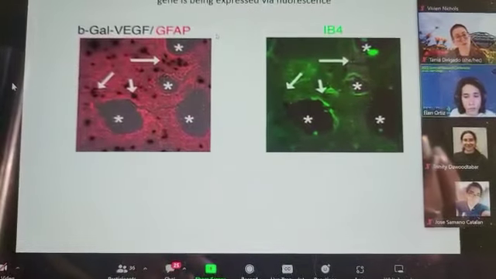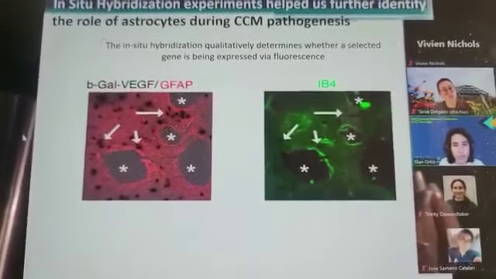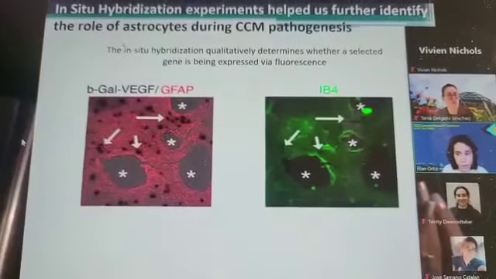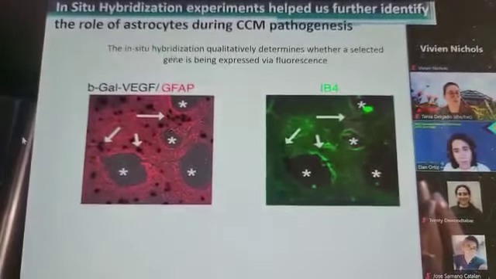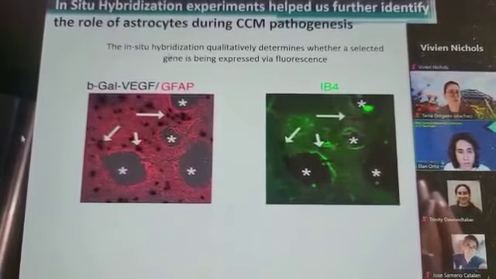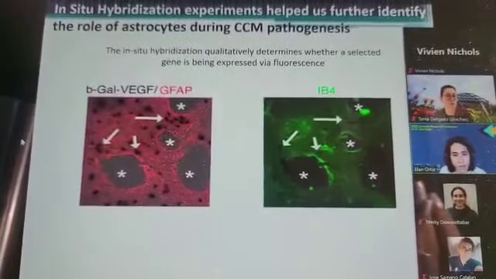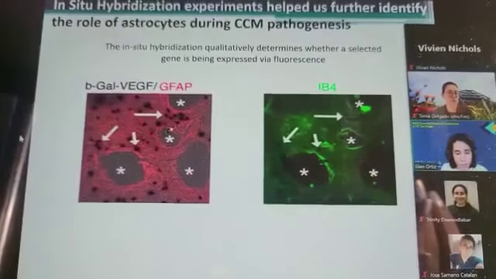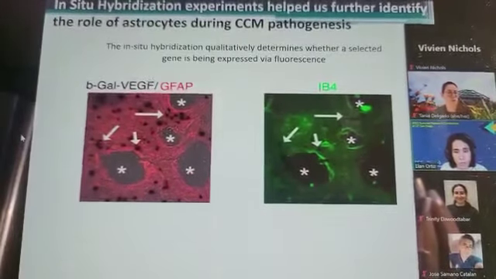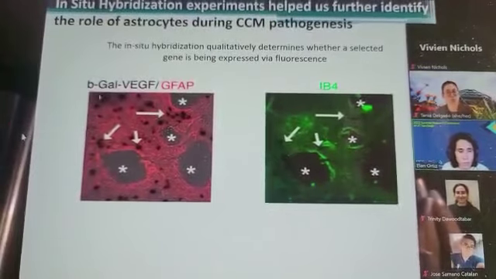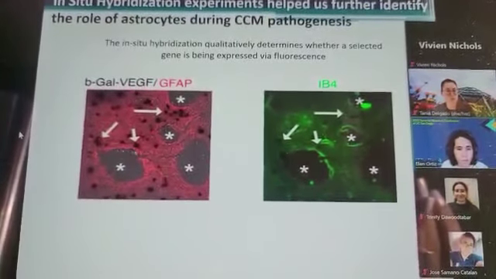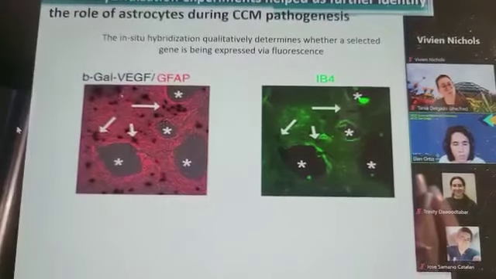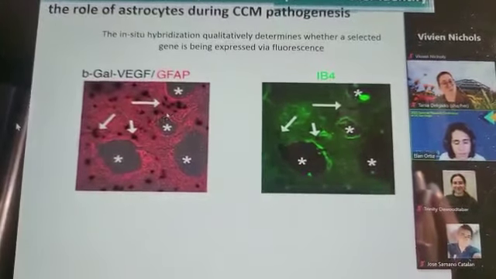And for the majority of my time at the lab, I spent it working on the in situ hybridization experiment to identify the role of astrocytes during CCM pathogenesis. In situ hybridization is an experiment that qualitatively determines whether a select gene is being expressed via fluorescence. Currently, we're optimizing the experiment, but these images are from a different experiment where we were testing for the presence of the EGF gene in CCM positive tissue.